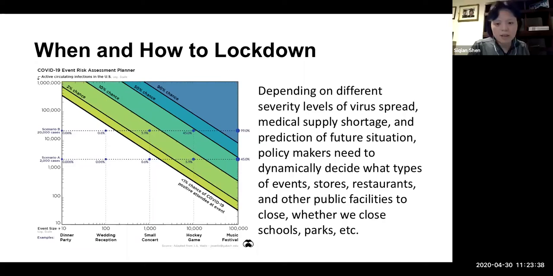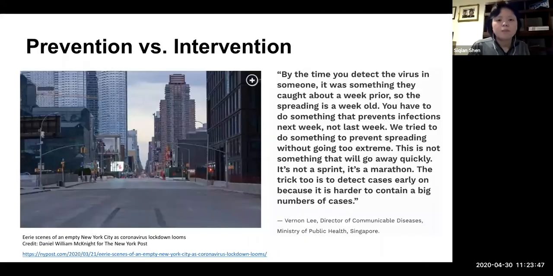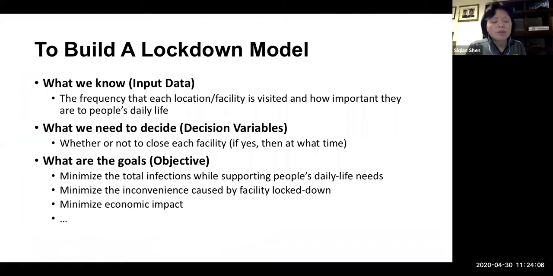So you have a certain budget. If at the very beginning the situation is really bad, you probably should just lock down everything. So this was the prevention versus intervention idea. You can do the planning much earlier, so that when you have to react, you can quickly commit to your policy, or you can do it dynamically as you go. And as you can see, this is a picture of New York City locking down. All right, so to build a lockdown model, we ask ourselves what data we have, what decisions we need to make, and what the goals are.